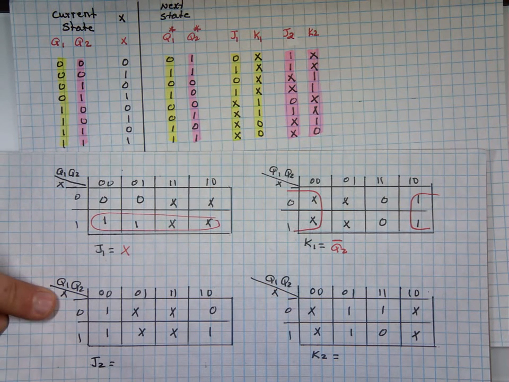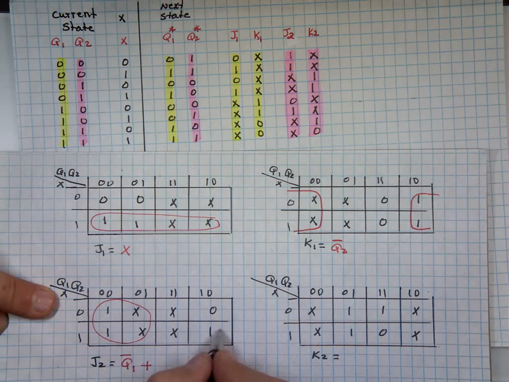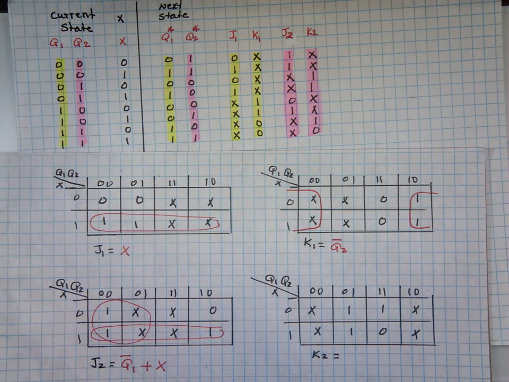J2. Well, I can take these four ones. X is gone. Q1 is 0. How about Q1 not? Or I can take this, which is what? X. Or I could group the 0, actually, it would be the same thing.